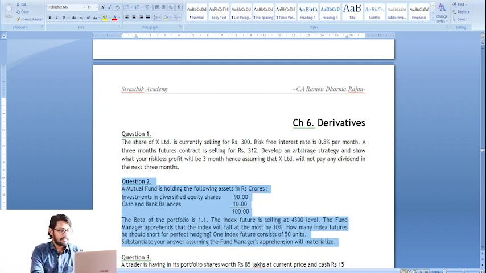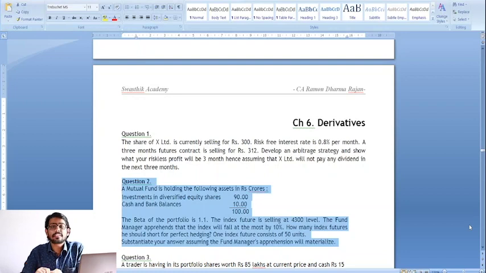Okay, so back guys, let us check out question number two. Question number two explains the other half of futures. So question number one and two, futures will be complete, and then it's just application of the same concept again and again.